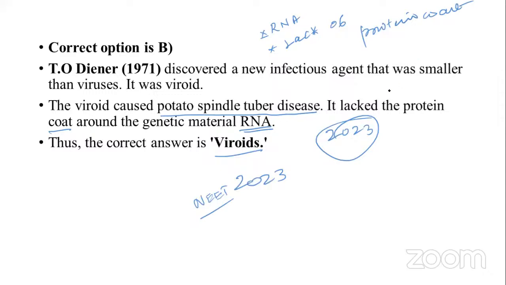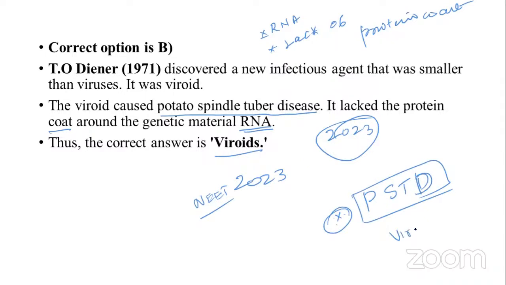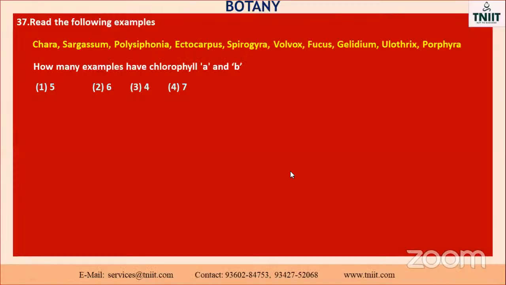And then what happened now? It will produce a potato spindle tuber disease. Potato spindle tuber disease, PSTD. Simply short form they will give like this. You have to answer it properly. Potato spindle tuber disease is caused by viroid. Don't forget. This is a question, my dear student. This is also very, very important NEET question. Go to the next one.